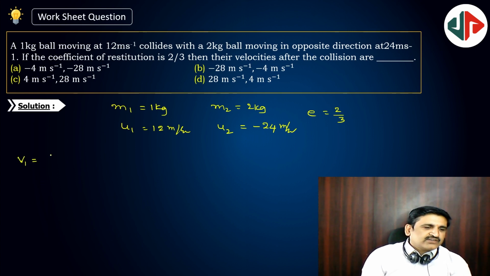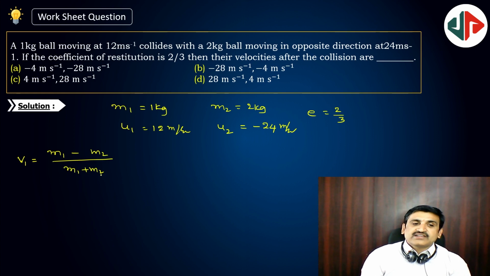V1 is equal to, I'll write the formula in a different, typical way. Try to observe that: m1 minus m2 by m1 plus m2, that is for elastic collision, not for semi-elastic collision. I am writing it in a variety of ways, you see: u1 plus m2 by m1 plus m2 into u2. Here I would like to give some magic. Here 1 plus e will come, and here e m2 will come. So this is for semi-elastic collision.